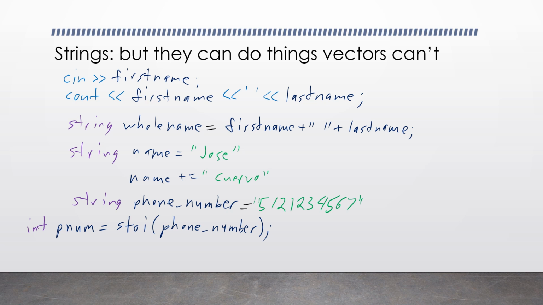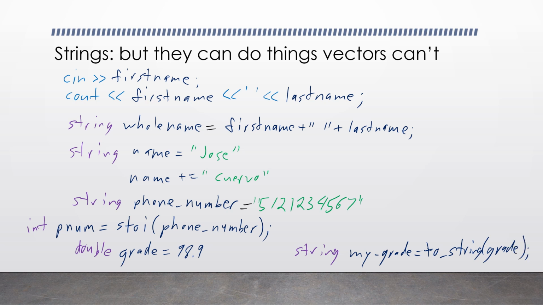And you can go the other direction if you have double grade equals 98.9, and you're so proud of that you want to save it as a string, you can then say string myGrade equals to_string of grade. Okay.